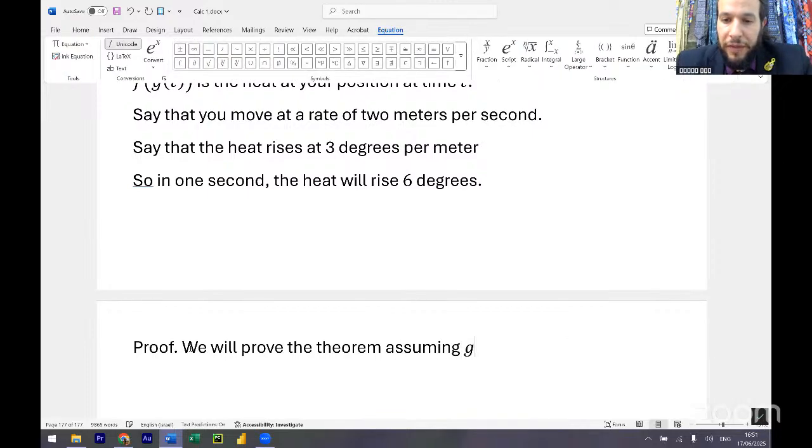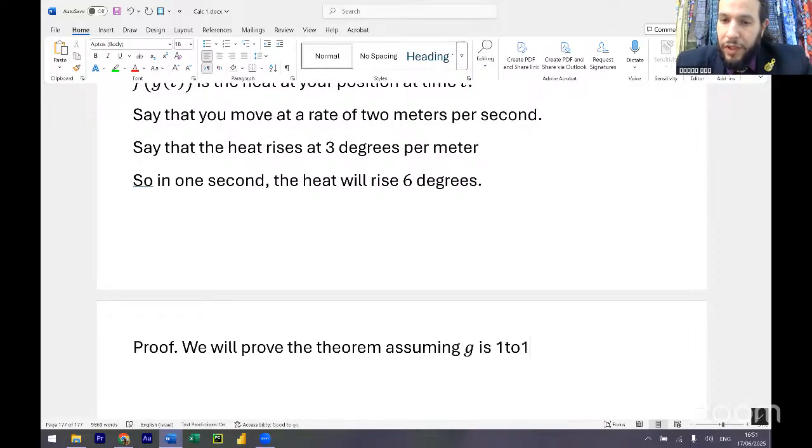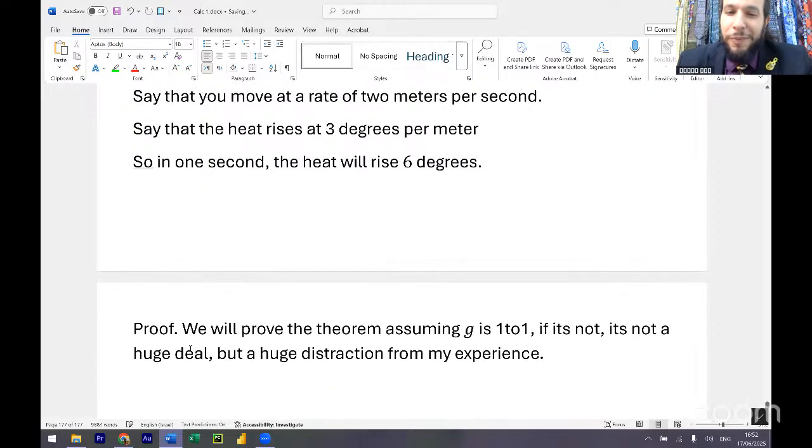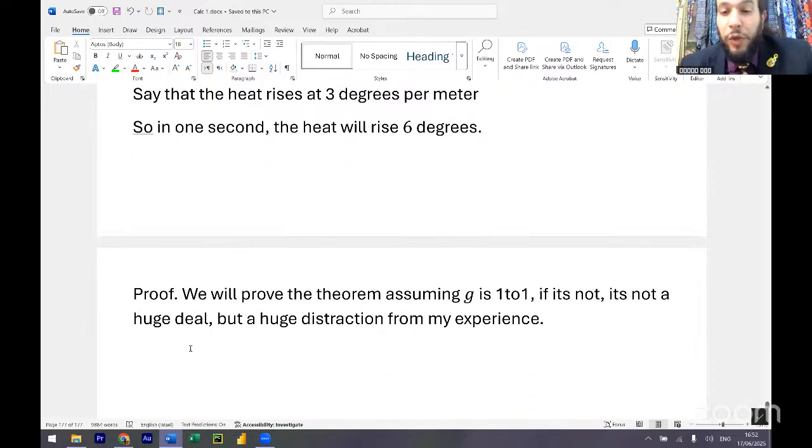assuming g is 1-to-1. If it's not, it's not a huge deal, but it is a huge distraction from my point, because you waste most of the time of the proof proving it for this specific problem, and then you lose the big picture, and I don't wish for that to happen. So I'm assuming g is 1-to-1. I'll explain to you exactly where I use it.